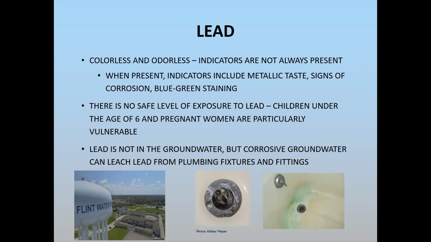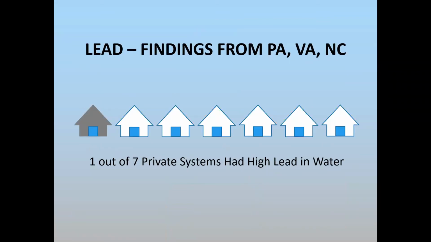And if you have corrosive water, and you might know that by the pictures, the two pictures in the middle and the bottom, where you see this pitting of material, you see this blue stain. That's not showing a direct indication of lead. What that's showing is that you have corrosive water, and if you have lead in your plumbing fixtures, then that lead and/or copper could be leaching from that and getting into your drinking water. So with lead, obviously there's no safe level of exposure, and children and pregnant women are particularly vulnerable. And interestingly enough, in a survey from Pennsylvania, Virginia, and North Carolina, they found 1 out of 7 private wells had elevated lead in their water.